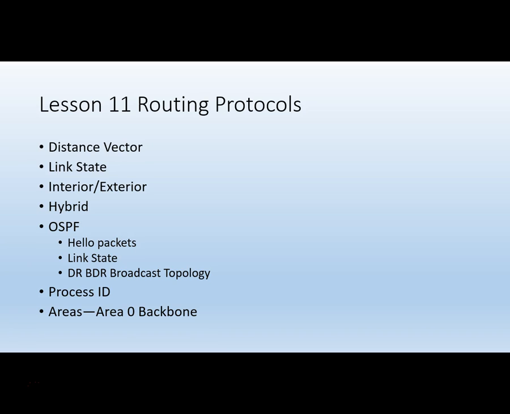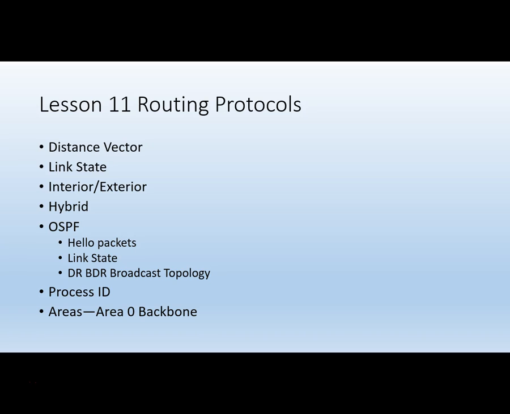The process ID is necessary in OSPF when we do router OSPF at the config line, and then the process ID. The process ID is there for the router to keep track of that OSPF process. It is locally unique, and you don't have to use the same one on all of the different routers.